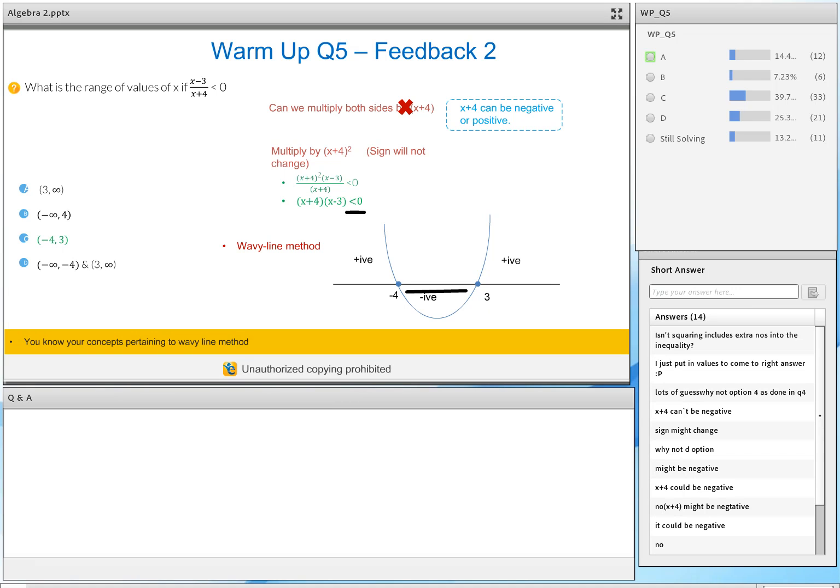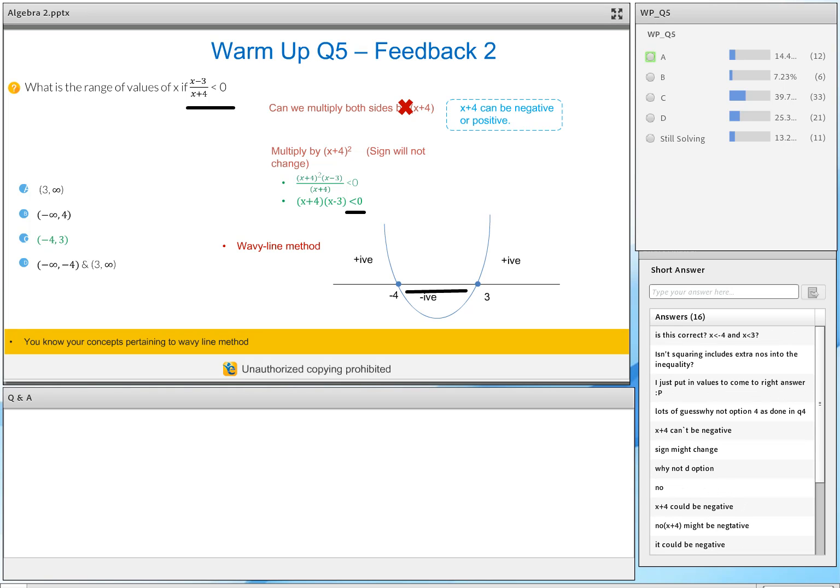Isn't squaring including extra numbers into the inequality? Again, you have to bring this inequality. The skill set that we are testing over here is that you have to bring your inequality in the form that you are familiar of solving. That's why the first thing that comes to mind is, okay, let me multiply x plus 4 on both the sides, right? But that's something you can't do, right? Because you're not familiar with the sign of x plus 4.